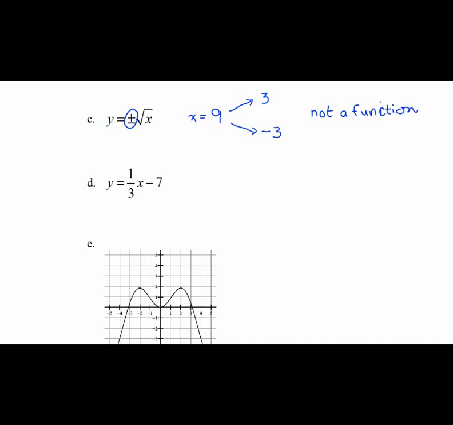Whereas in the following example, we just look at where the variable appears and imagine the process of evaluating this expression. I would take an input for x, I would multiply that number by 1/3, then I would subtract 7. It's impossible for me to get two different numbers just by performing these operations. So the absence of the plus or minus symbol here, combined with the fact that it's already solved for y, tells me that yes, this is in fact a function.